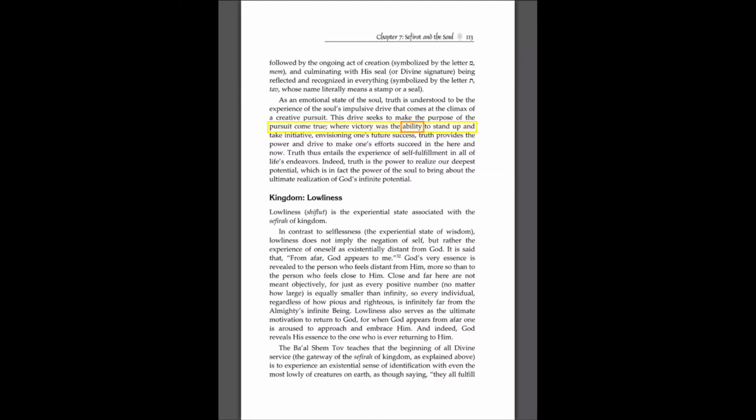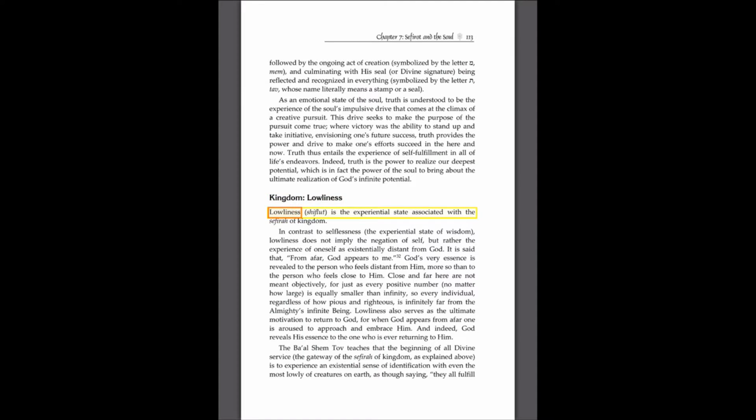Where victory was the ability to stand up and take initiative, envisioning one's future success, truth provides the power and drive to make one's efforts succeed in the here and now. Truth thus entails the experience of self-fulfillment in all of life's endeavors. Indeed, truth is the power to realize our deepest potential, which is in fact the power of the soul to bring about the ultimate realization of God's infinite potential.